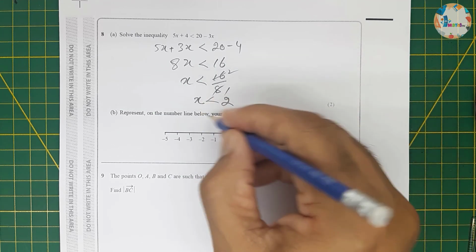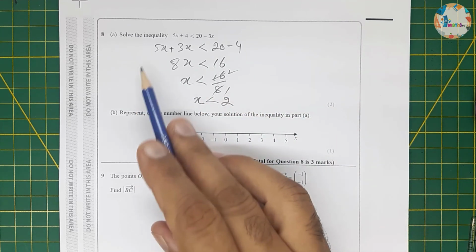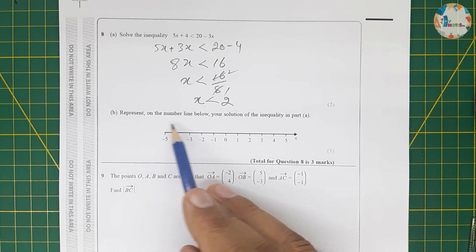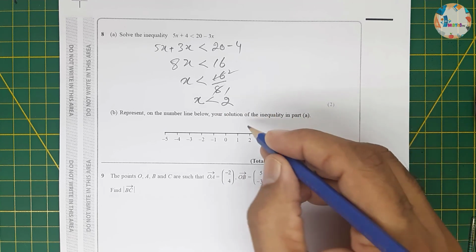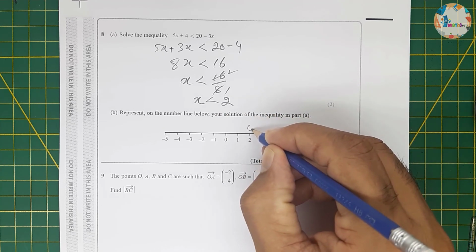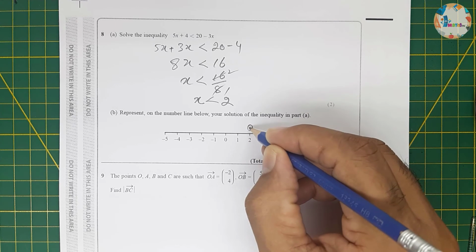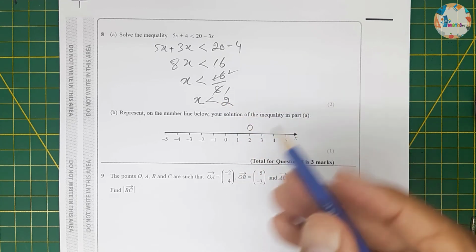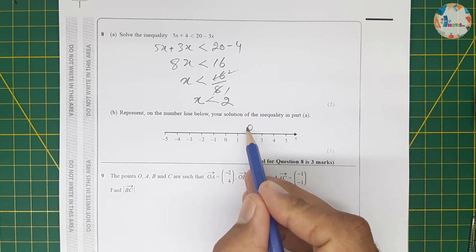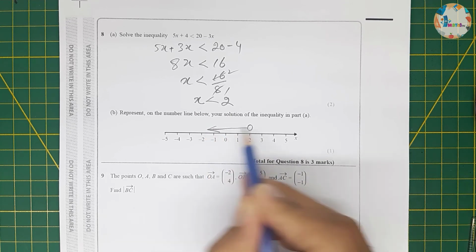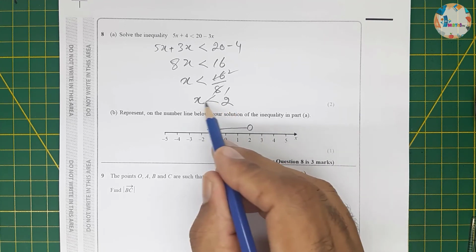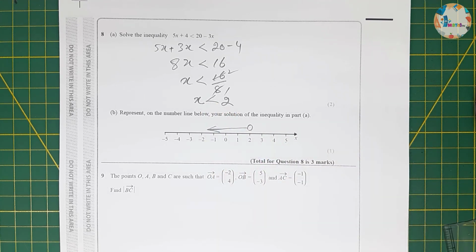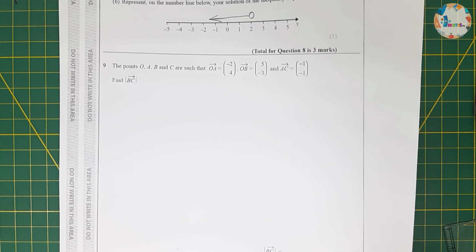Now this is the information which we got from this inequality. Represent on the number line below your solution of the inequality in part A. So x is equal to 2 is this point, so we'll draw a circle without filling it. So a white circle, and less than will be this side, the negative side, so we'll make an arrow on this side. So this will be the representation. If it is less than or equal to, then we will fill this. Instead of white, in that case we will have a filled circle.